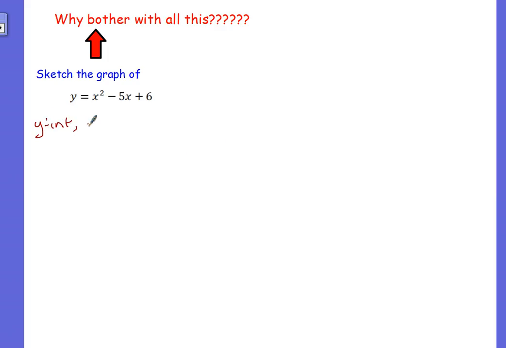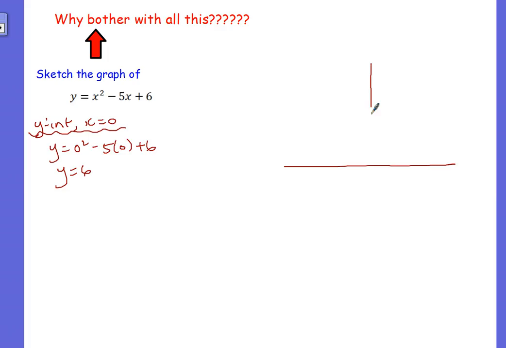The y-intercept, we will make x equals 0 just like we did in linear. So we're going to have y equals 0 squared minus 5 times 0 plus 6. So our y-intercept is 6. Thinking about a graph, that means then that up here at 6, our graph is going to cut the y-axis at 6.